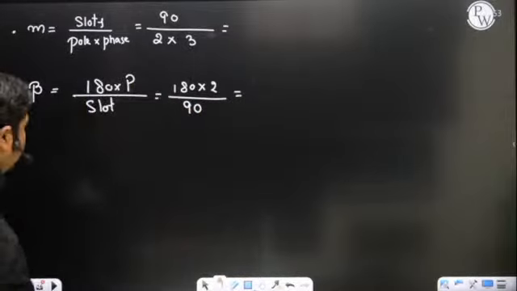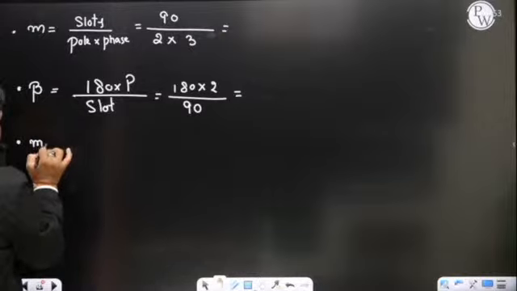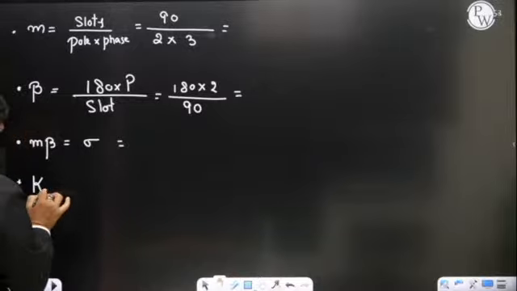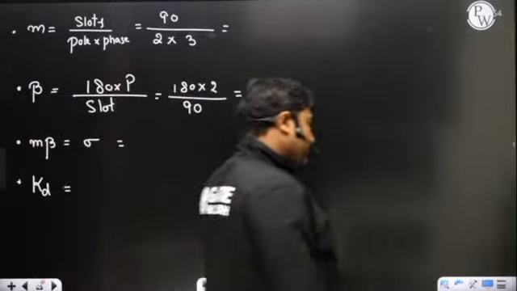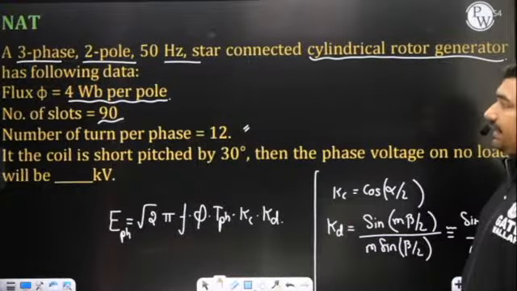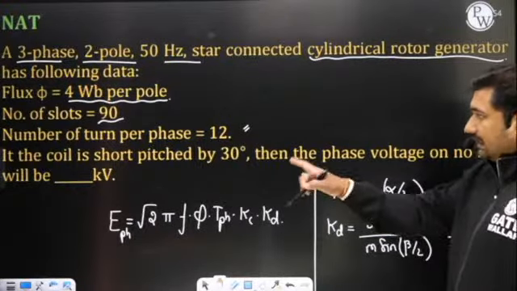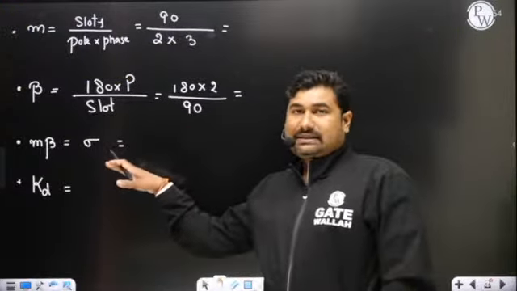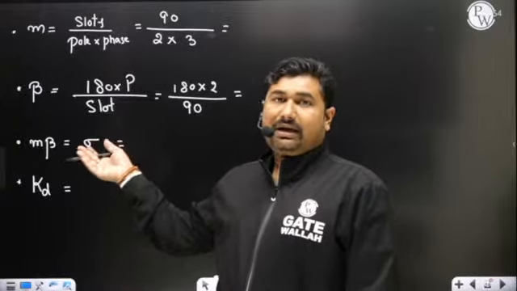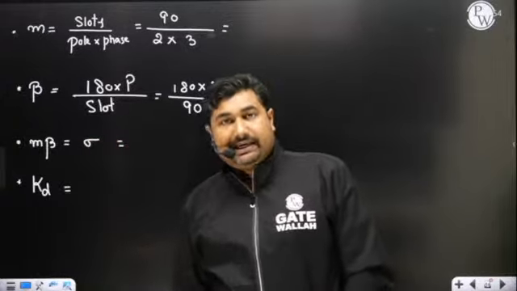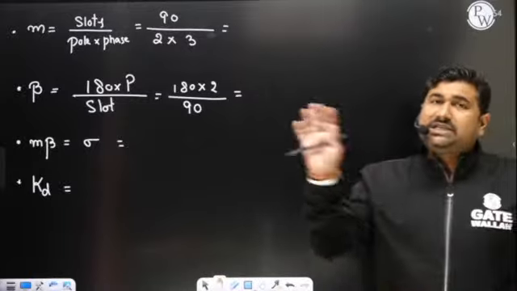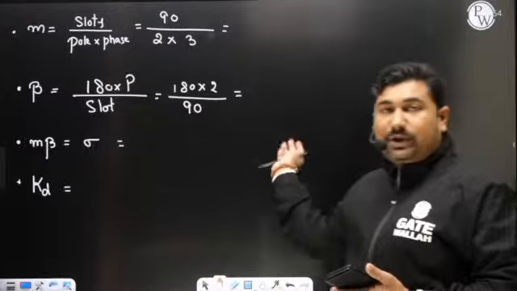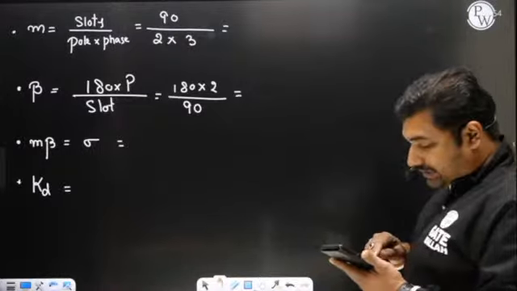If we have beta, we may calculate m beta, and that is what we call sigma. So we can calculate Kd. Either you can go by the simple sine sigma by 2 upon sigma by 2 in radian, or you can calculate the actual value. The answer will be given in a range, and every answer in the range is going to be correct.